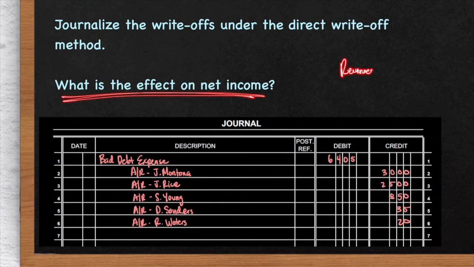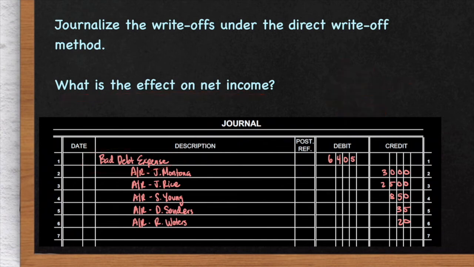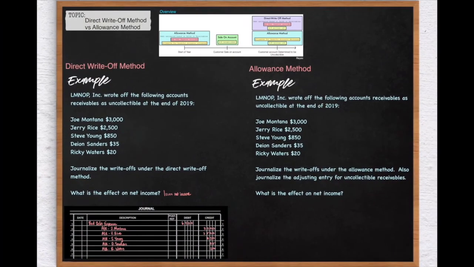There's an extra question here aside from the journalizing. What is the effect on net income? Remember that on the income statement, it's revenue minus expenses, which will give you your net income. And because bad debt expense is considered an expense, it's going to affect your expense on that income statement. So in reality, when it affects the expense, it's going to lower the net income because you're going to have more expense when you record this entry to write off uncollectible accounts.